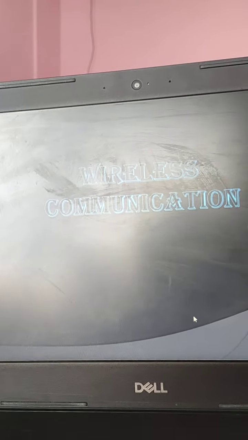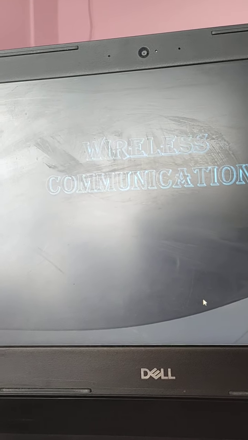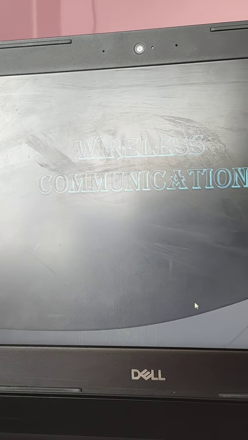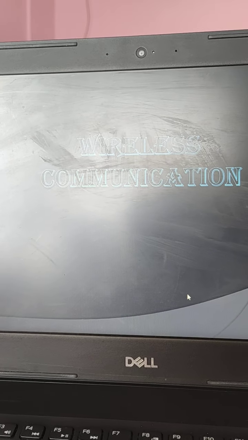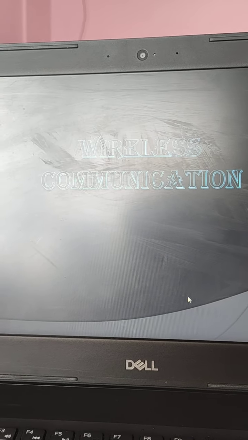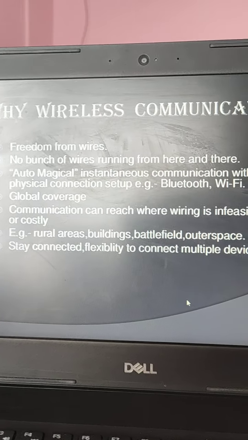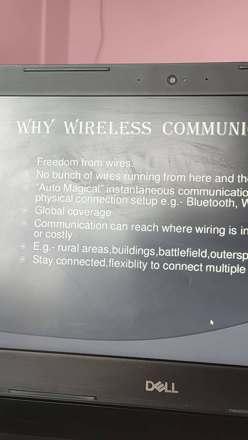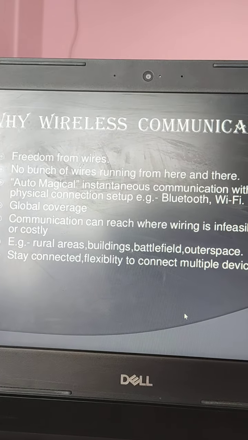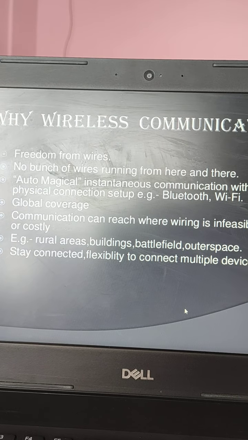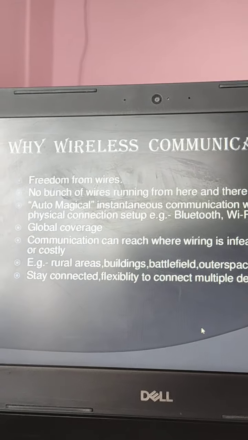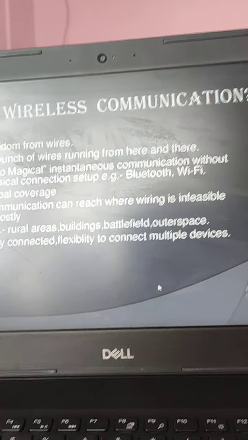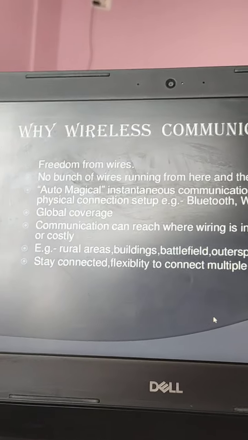After that, the next one is wireless communication. These different types of cable are wired communication. In wireless communication we use electromagnetic waves for transmitting information from one place to another. So why are we using wireless communication? It gives freedom from wires, with no bunch of wires running here and there. Noise is also particularly less as compared to wired communication.